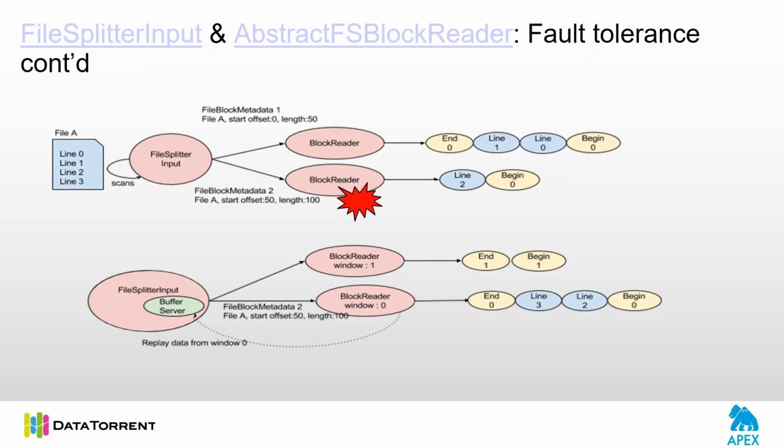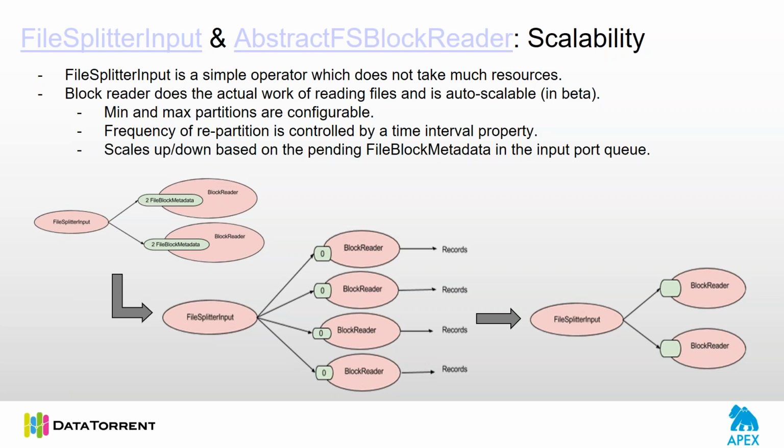So in this example, you're assuming that your offset 50 corresponds to line 2. Yeah, this is just to illustrate how fault tolerance works. I'm assuming that line 0 and line 1 are 50 bytes. That's a very simple illustration. Okay, so moving on.